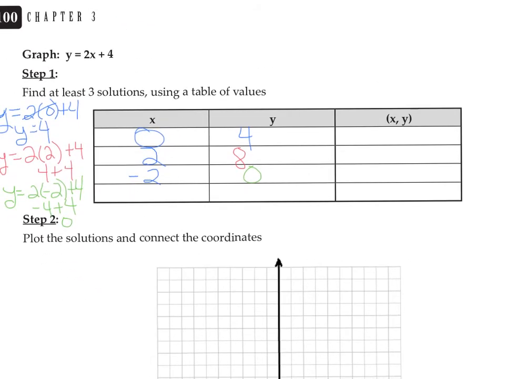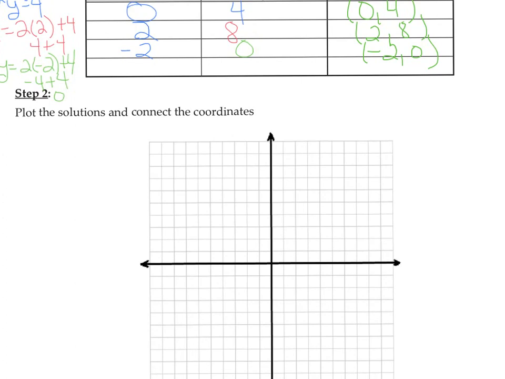And we're going to write them in right over here. So we're going to have 0, 4, 2, 8, and negative 2, 0. And you only really need 3. If you want to do another one, perfectly fine. You can do the 4th one if you like. Any value here, 1, negative 1, 3, negative 3, anything you want. It's going to give you another ordered pair that lies on the same line.